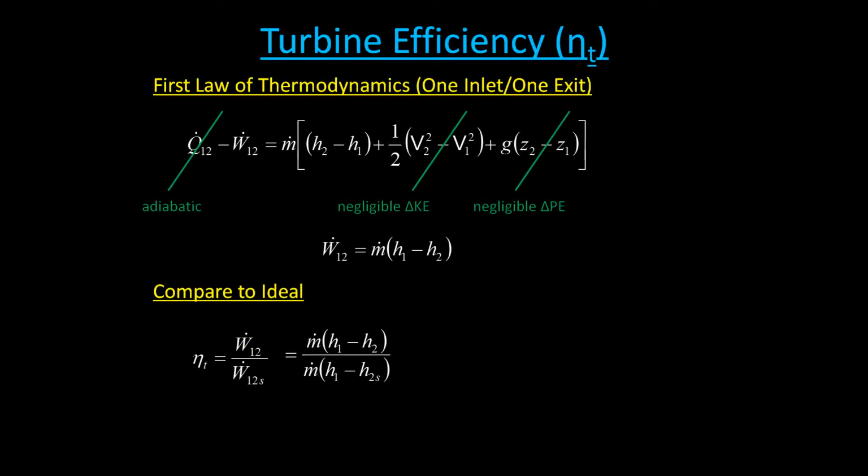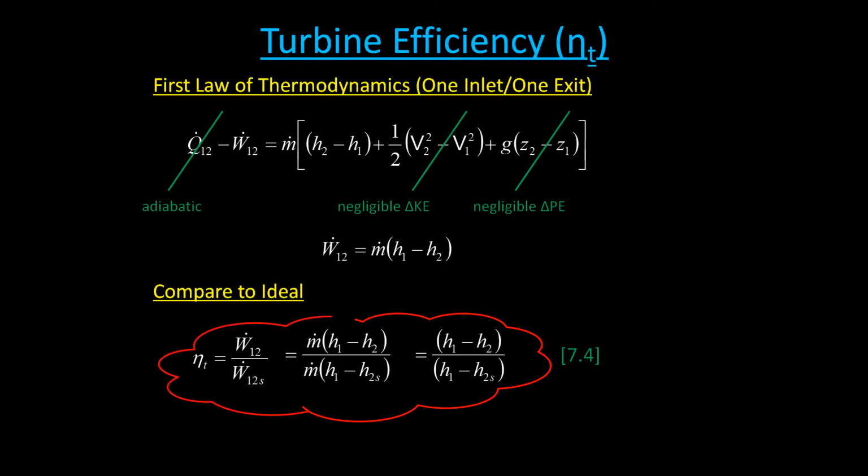So we supplant those equations there from above, our reduced equation, and we see that the mass flow rates are going to be the same, so we get rid of them, and that's our simplified equation for the efficiency of a turbine. This is equation 7.4 in your text, and it's also located on your reference data card.